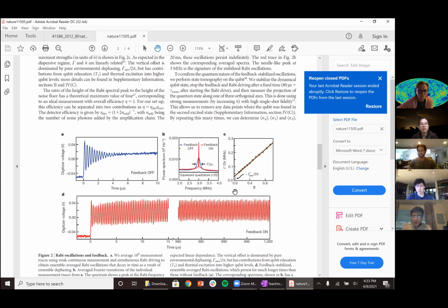There's actually techniques for counteracting this that involve weakly measuring a qubit and feeding back a signal based on that. Now, typically, it's a more complicated type of feedback than this, but this was sort of like the first demonstration to show that it could work.